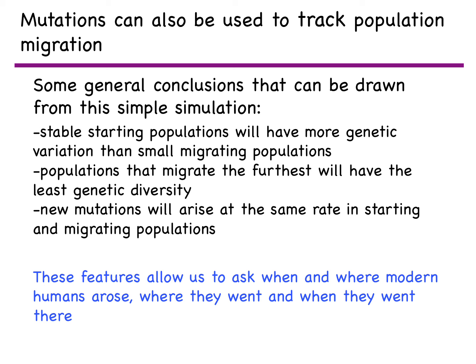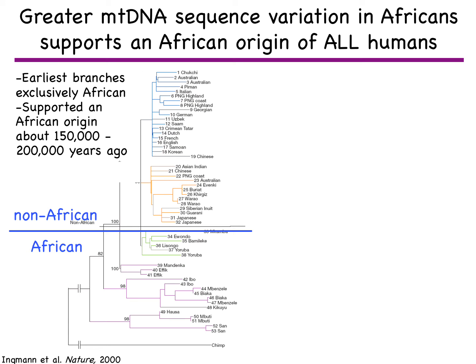So again, all these features will allow us to ask when and where modern humans arose, where they went, and when they went there. But you can also apply these same principles to population migration for pretty much any population that you're studying. It doesn't have to just be humans. Okay, so using some of the things I just talked about, let's go back to this idea that modern humans arose in Africa and left Africa.